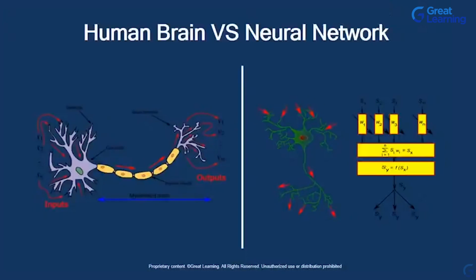In that case, there are some parts we can compare between the human brain and the neural network. Our human brain has dendrites and axon terminals, but in the neural network we have an activation function, an input layer, and hidden layers. So basically we have three parts in an artificial neural network: an input layer, a hidden layer, and an output layer.